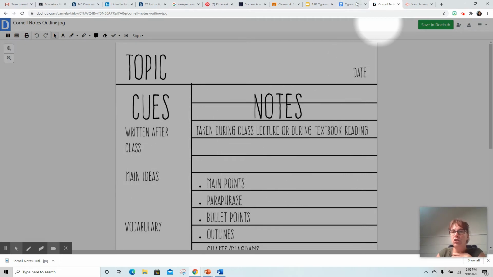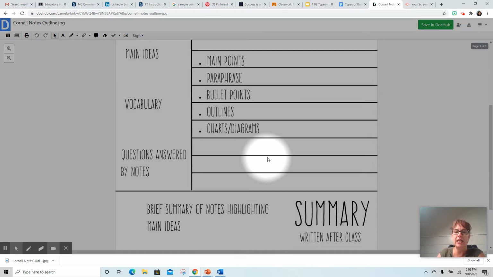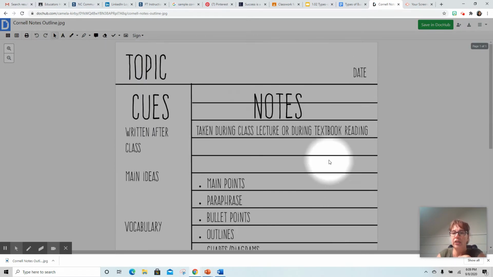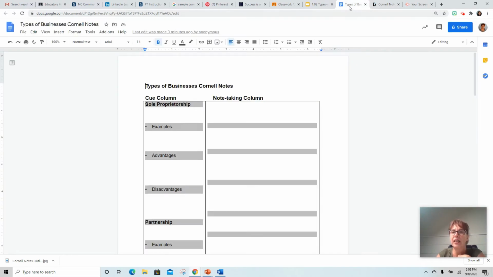But I want to show it to you in this format first, because you notice it's kind of like a T. Topic up here, cues, notes, dates. And then if you come down to the bottom, it shows you the summary. Not sure in looking at it which way looks easier to you. You are welcome to take the one that I have provided inside of our classroom and print it and use it for your note taking, or you can take a sheet of paper and simply draw the lines.